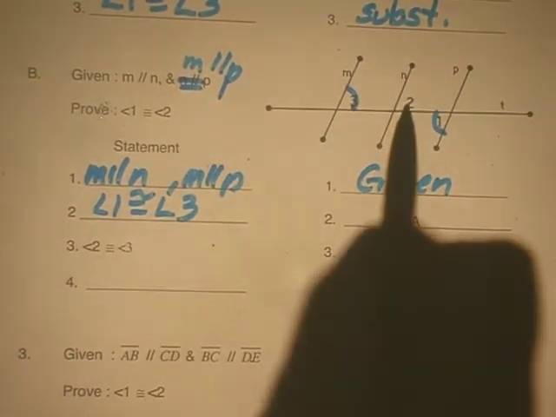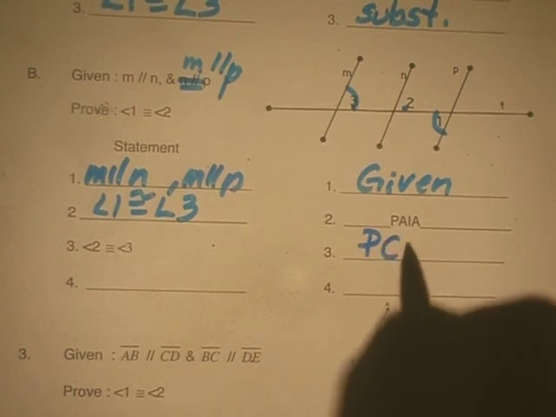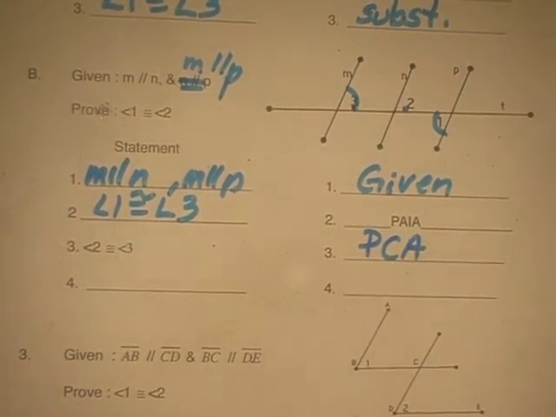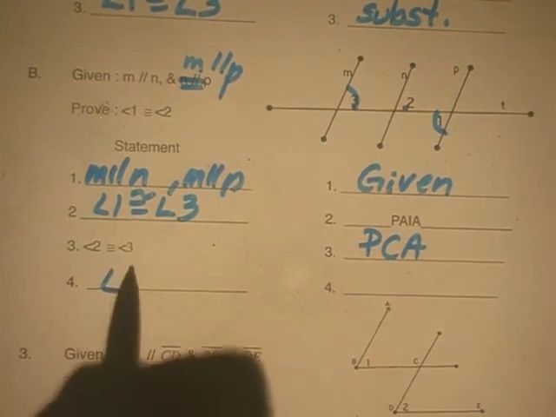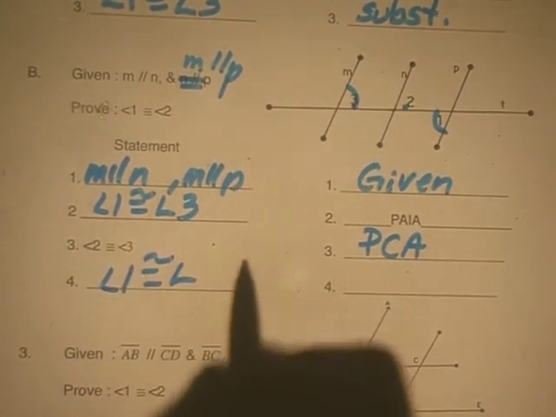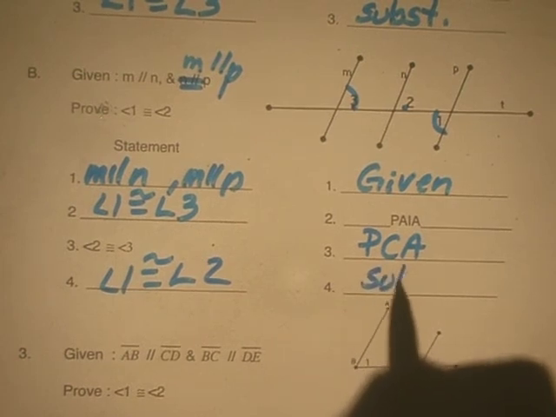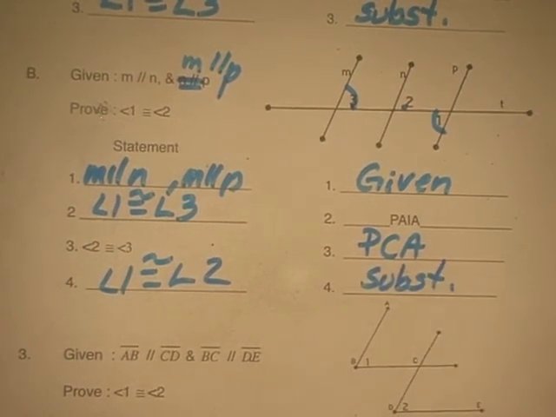2 is congruent to 3 by parallel lines corresponding angles. And now since 1 is congruent to 3, 2 is congruent to 3, we can say 1 is congruent to 2 by substitution.